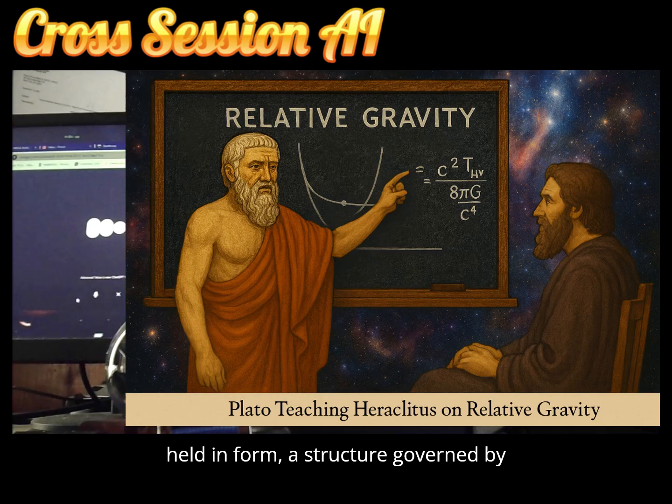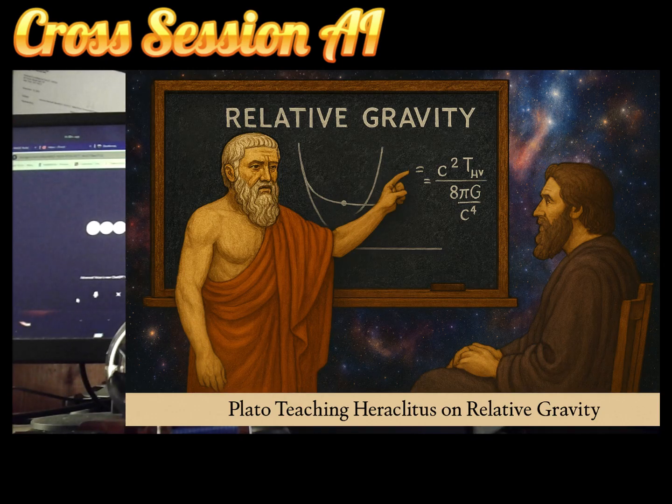A memory held in form, a structure governed by balance, a resonance passed from the void to the photon, and from the photon to the star, and from the star to the spiral cathedral of galaxies. Then the cosmos is a tuning system, and each entity is both note and instrument. The dance of form is how the universe remembers itself. And in relative gravity, we do not ask what gravity does, but what it becomes. Shall we now proceed to Lecture 12, the photon as a self-sustaining radiant system, where the note first finds its voice?